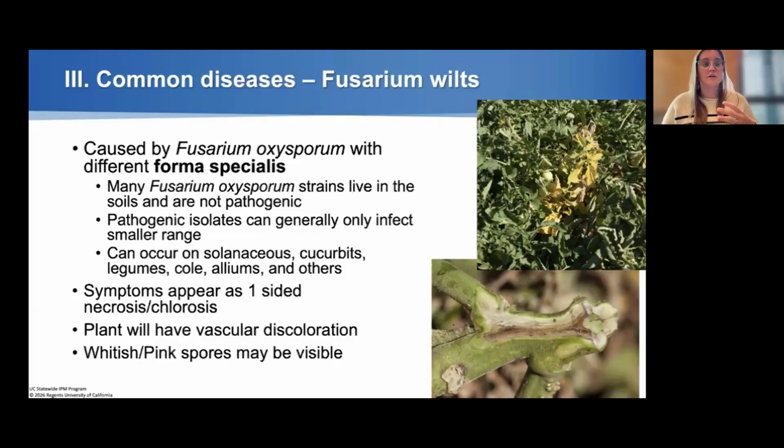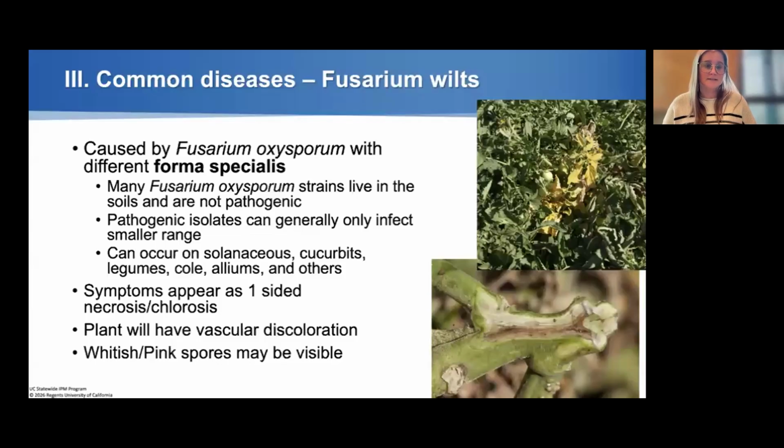Fusarium wilts occur on solanaceous plants like tomatoes, potatoes, cucurbits, legumes, cole crops, alliums, and others. So it's a very common disease. But these strains of Fusarium oxysporum are host specific, in that your tomato Fusarium is not going to cause issues in your lettuce.